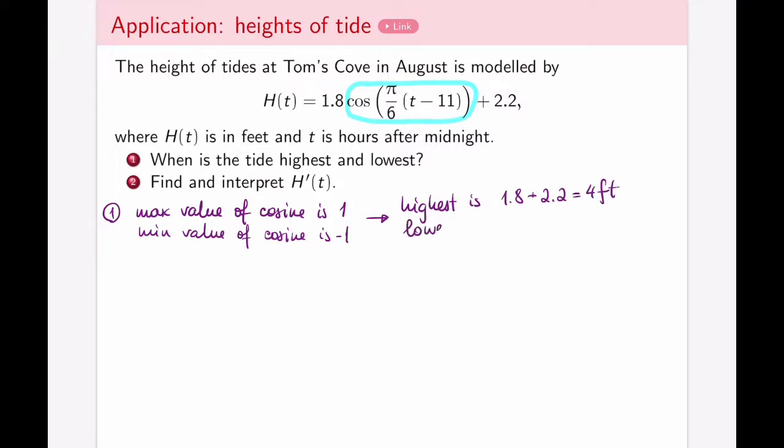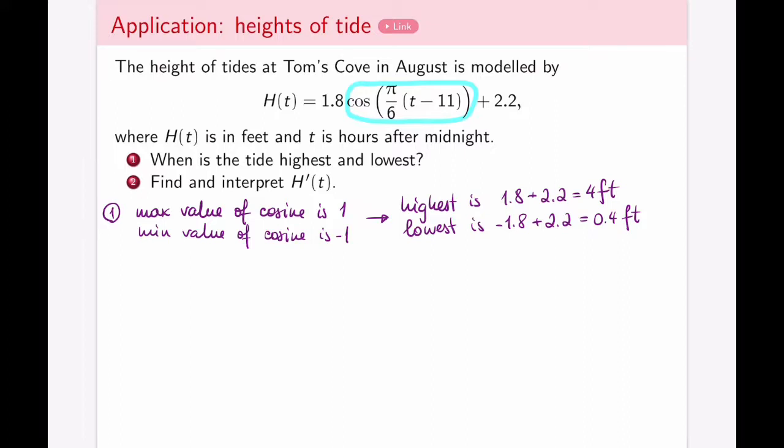And the lowest tide is when the cosine is -1. So I'm going to have 1.8 times -1, so minus 1.8 plus 2.2, or 0.4 feet. This is also useful information to have, for example, if you're building a pier or want access to the water's depth at any point in time.